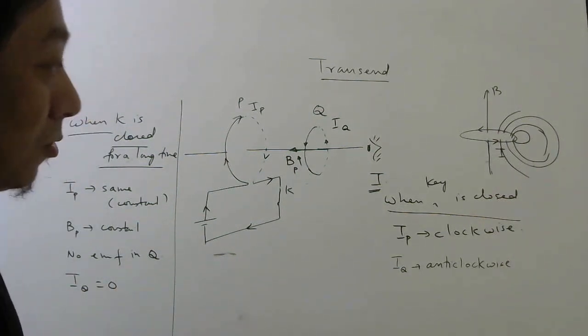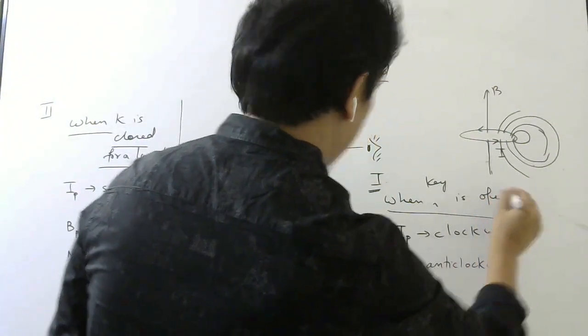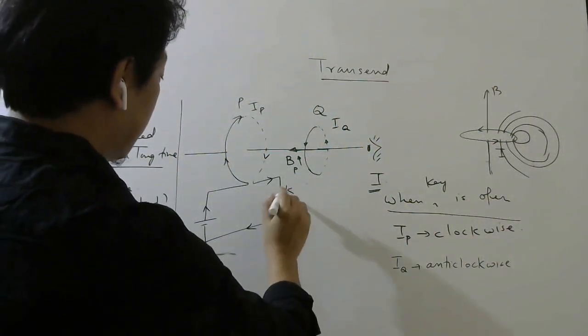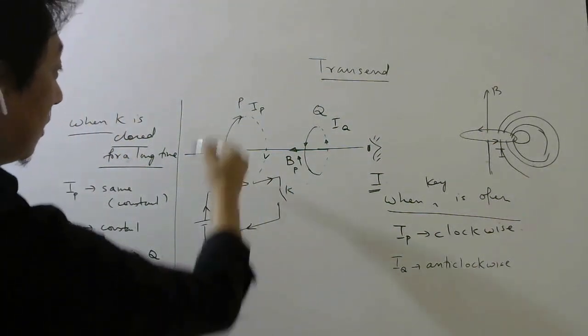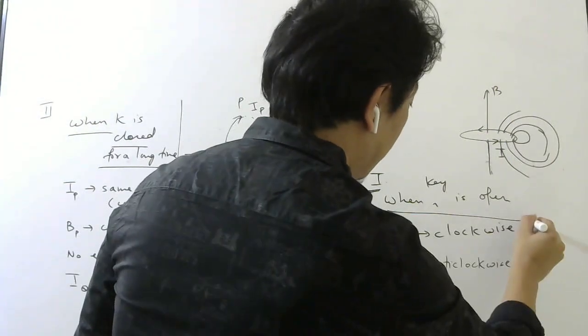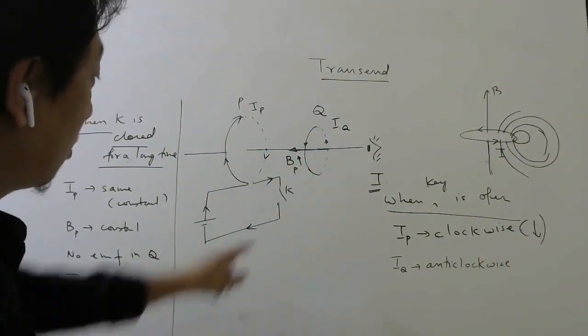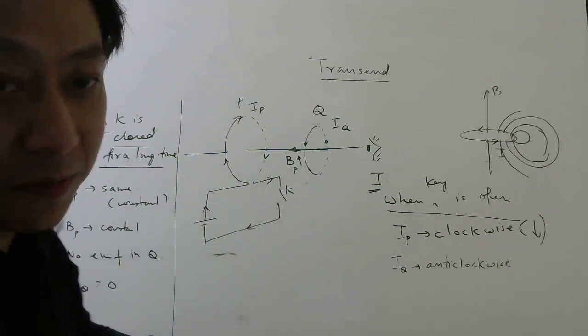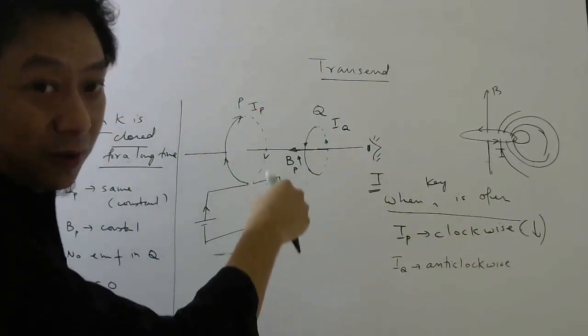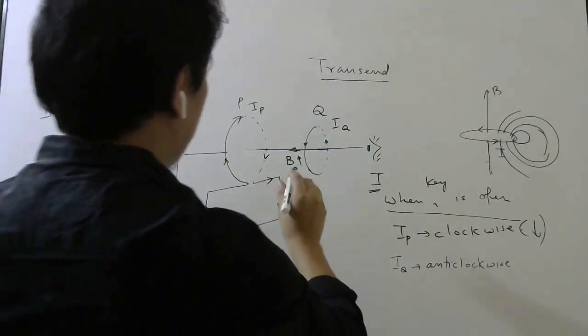But they told in the question actually when the key is opened. So when the key is opened, this current will be clockwise, but it will decrease very quickly. Sharply it will decrease to 0, because the moment the key is open, the current has to become 0, right? So from 10 ampere, very quickly it will become 0. But this way only it will decrease.